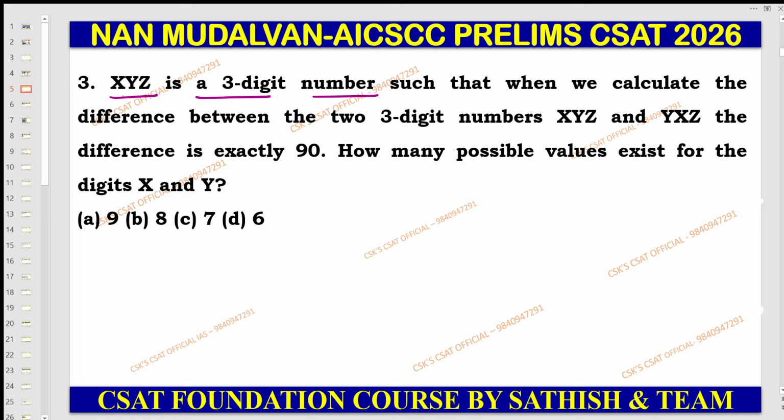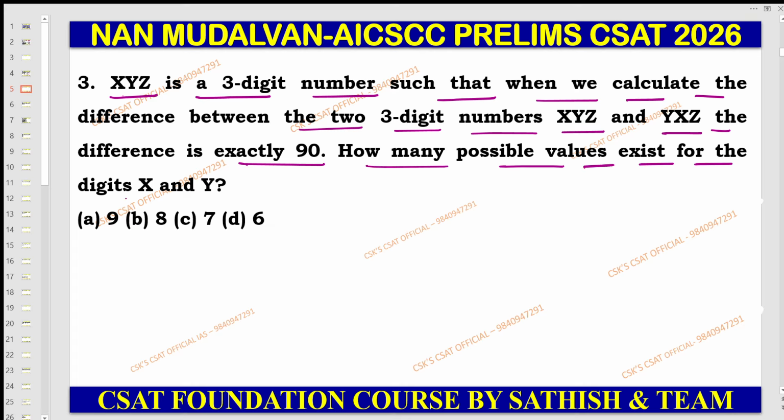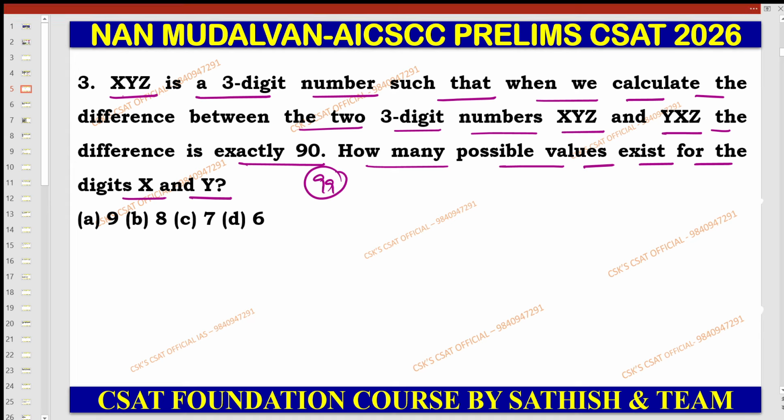XYZ is the 3-digit number such that when we calculate the difference between the two 3-digit numbers XYZ and YXZ, the difference is exactly 90. How many possible values exist for the digits X and Y? The same model was there in a subsequent UPSC question also. I think it's a CDS or a CAPF. Here they have mentioned 99.